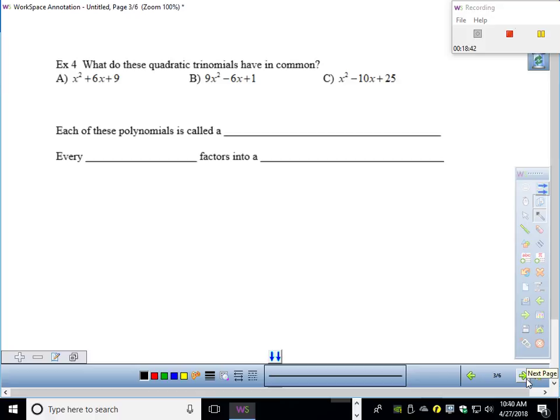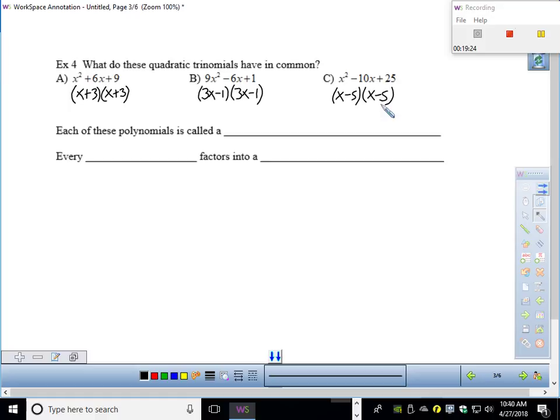I'm going to take a moment and just factor all 3 for you very, very quickly. If I said factor this, you would say x plus 3 times x plus 3. If I said factor this one, you would say 3x minus 1 times 3x minus 1. And lastly, if you wanted to factor this, you would do it as x minus 5 times x minus 5. So take a look at your answers here and maybe compare them to the answers above. And what do you notice is maybe a little different with these particular answers?